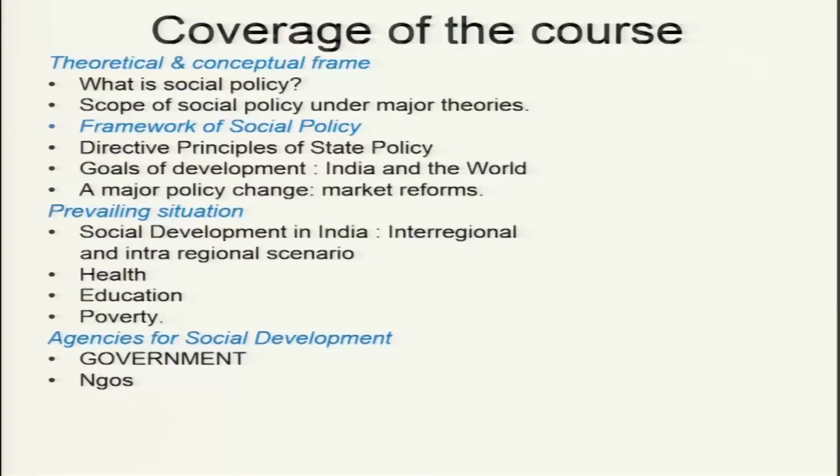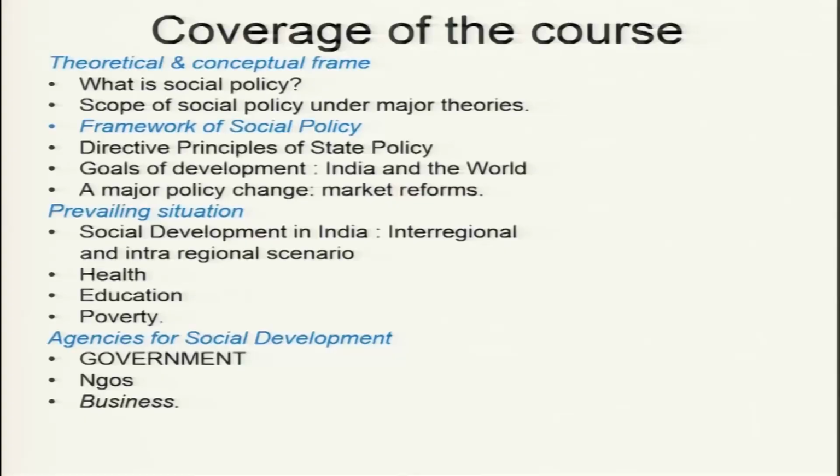But apart from government, there is another agency which plays a very important role, which is NGOs. Apart from government, NGOs also play a role, of course a very limited role, in solving some of our social problems. So we will be looking mainly at the role of government, and then we will be looking at the role of NGOs in solving social problems. Very briefly, we will discuss this too.